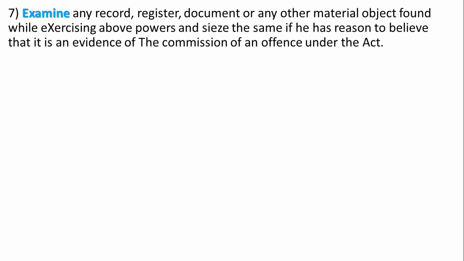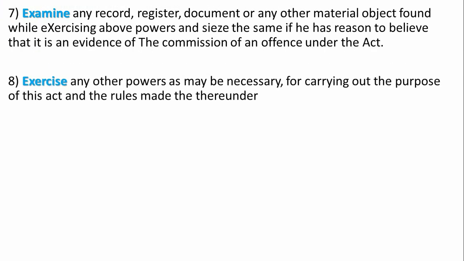Next, examine any record, register, document or any other material object found while exercising the above powers, and seize the same if he has reason to believe that it is evidence of the commission of the offense under this DNC Act. Then exercise any other powers as may be necessary for carrying out the purpose of this Act and the rules made thereunder.